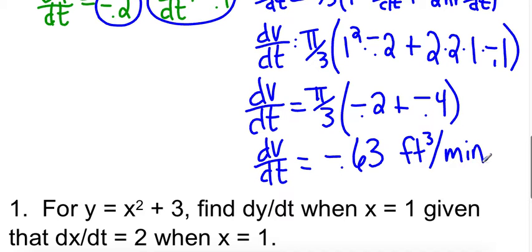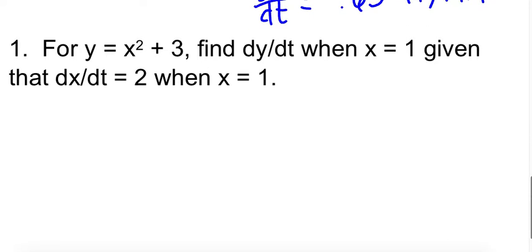Before we get into more complicated ones, I want to show you a super easy one. Here's just a very basic equation. We have y equals x squared plus 3. We know that's a parabola, shifted up 3. And we want to find dy/dt. So how is y changing over time? Imagine that on this parabola we have some sort of particle that's moving with respect to time, so you have another variable in there. We want to find dy/dt when x is 1, given that dx/dt equals 2 when x is 1.